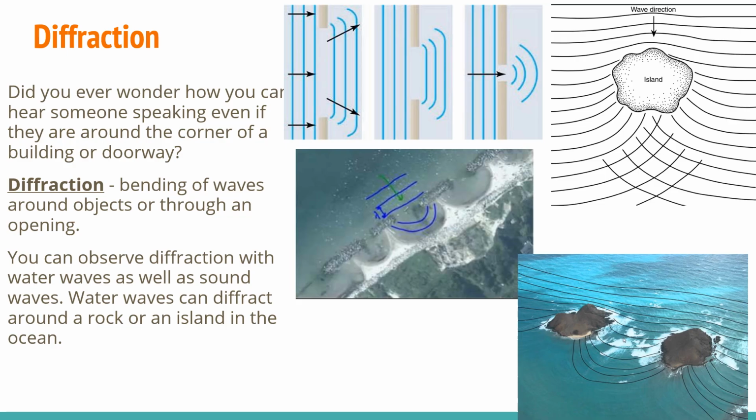Diffraction. Did you ever wonder how you can hear someone speak even if they are around the corner of a building or doorway? Diffraction is the bending of waves around objects or through an opening. You can observe diffraction with water waves as well as sound waves. Water waves can diffract around a rock or an island in the ocean. And these are all images of what that looks like visually, things diffracting or spreading out.